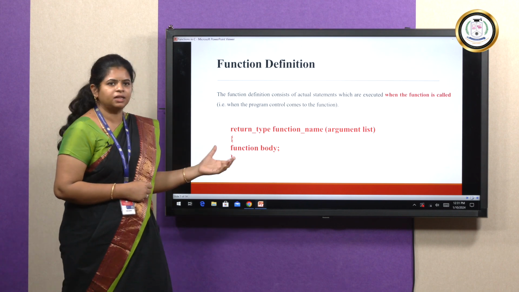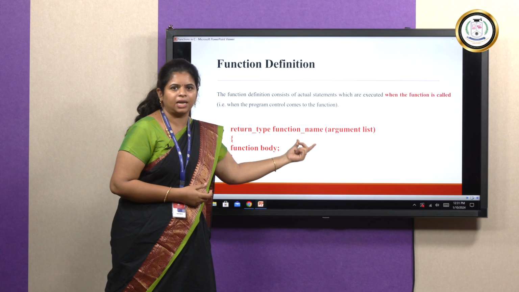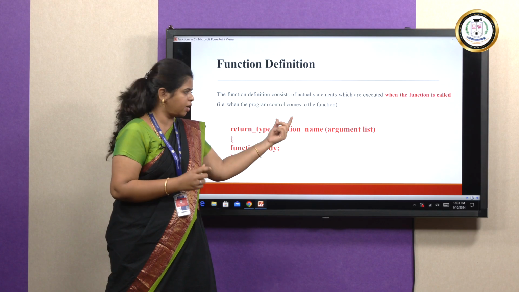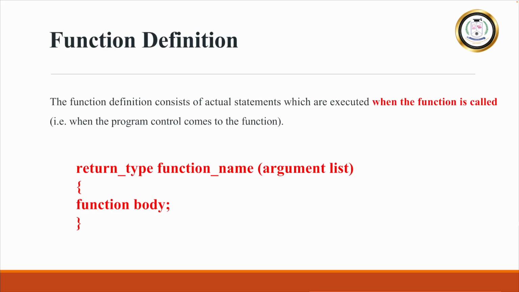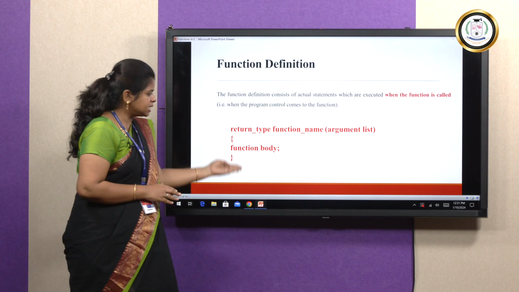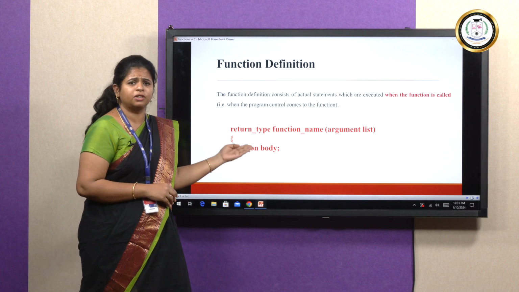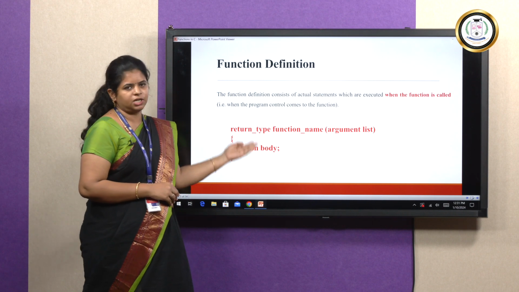So how should you write the function definition? First the return type, which can be void, int, or float. The return type of that particular block should be mentioned, followed by the function name, which is user defined, whatever name you wish, followed by the argument list, which is totally optional. It is not mandatory. According to your requirement, you can add or remove it. Then comes the body of the function. Here you should define what should be done when it is called. So this is a function definition.